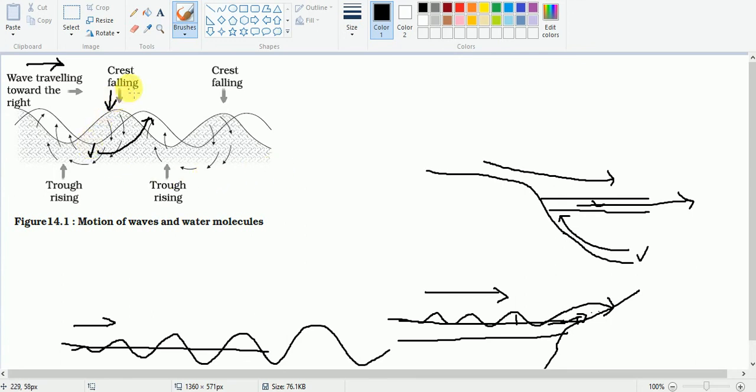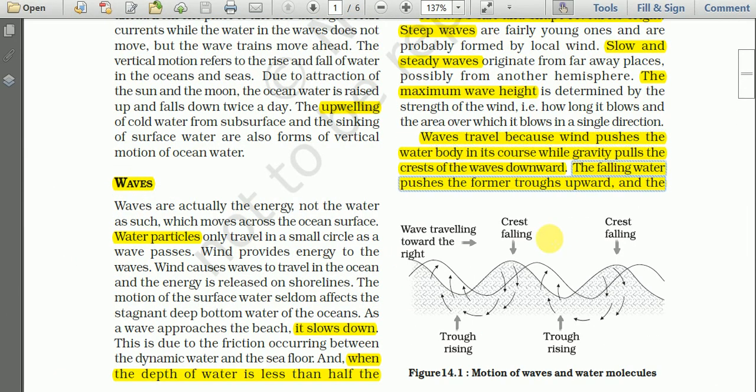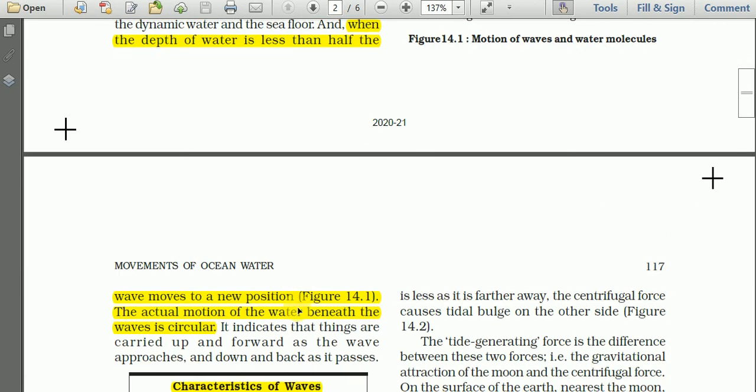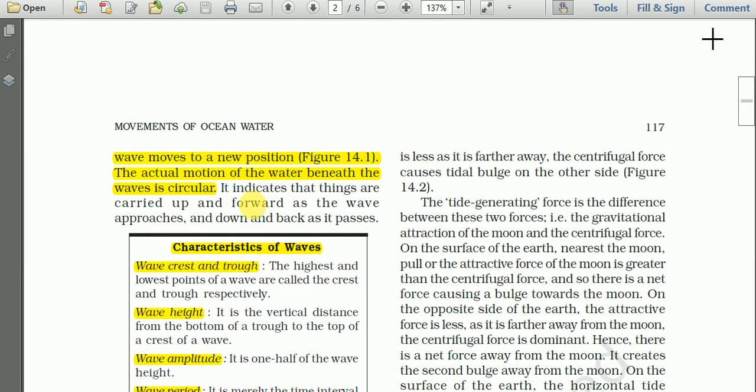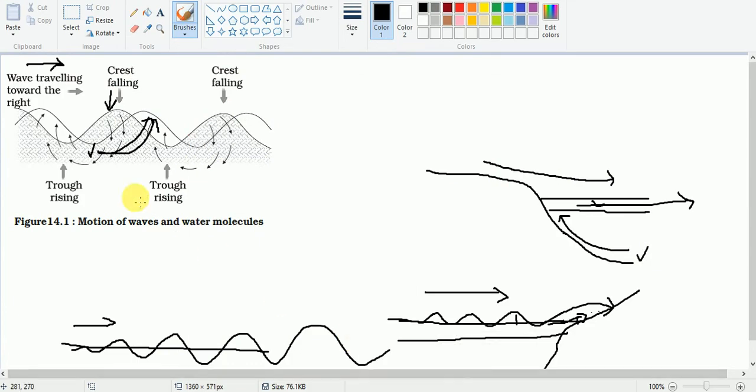Let me repeat. Gravity pulls the crests downwards, and when it is pulling downwards, the trough is shifted to a new position, and in this way these waves are moving. As mentioned here, the falling water pushes the former trough. When it falls down, this former trough is moving forward, and the waves move to a new position. The actual motion of the water beneath the waves is circular, just as you see here. The actual motion of water inside the wave is circular.